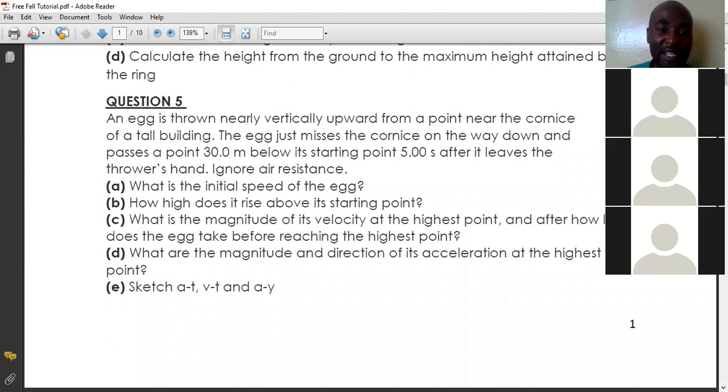So, A, what's the initial speed of the egg? B, how high does it rise above the starting point? C, what's the magnitude of its velocity at the highest point, and how long does it take before reaching the highest point? D, what are the magnitude and direction of the acceleration at the highest point? Then E, you sketch acceleration-time, velocity-time, and position-time graphs.